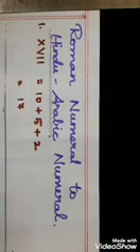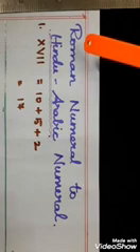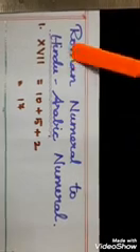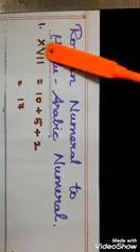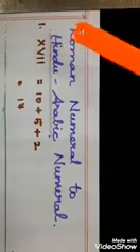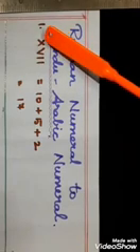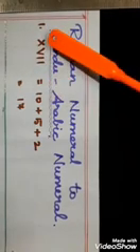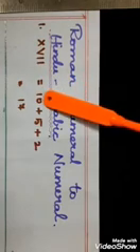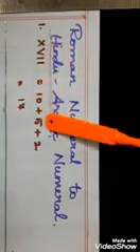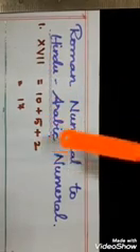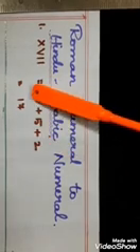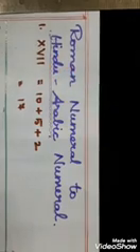Now we are going to see how to write the given Roman numeral to Hindu-Arabic numeral. XVII. First, write the values of each Roman numeral. X is 10, V is 5, I is 1, I is 1, that is 2. Add these numbers. 10 plus 5 plus 2 is equal to 17.